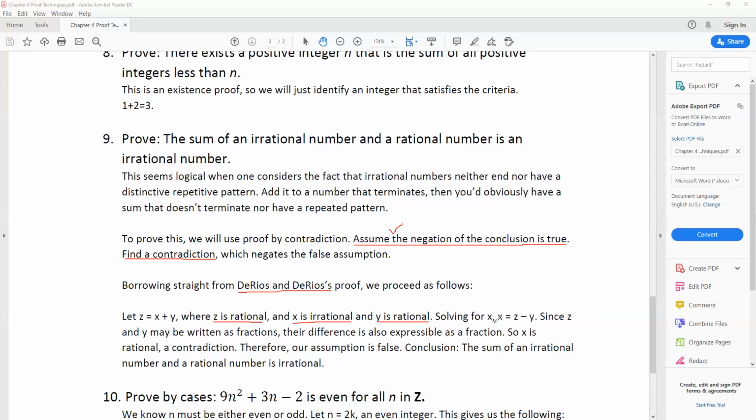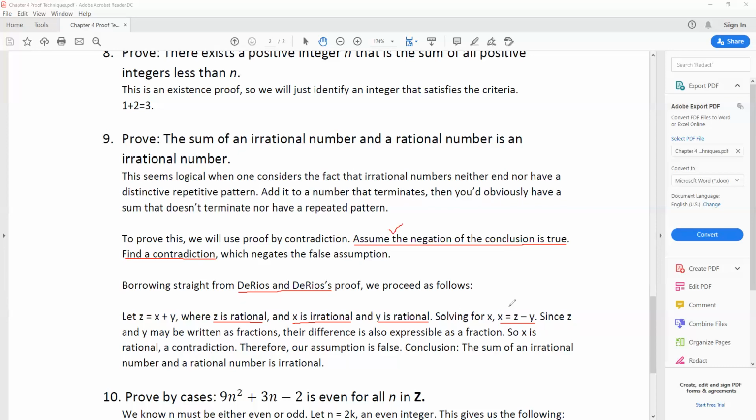If I solve for x, then that means that x is equal to z minus y. Since z and y are rational, they may be written as fractions. And if you subtract one fraction from another, you get another fraction. That means that x may be expressed as p over q. So x is rational, which contradicts my assumption.